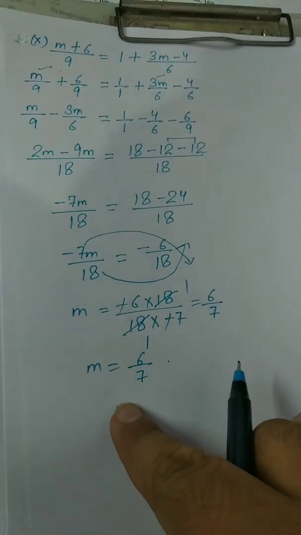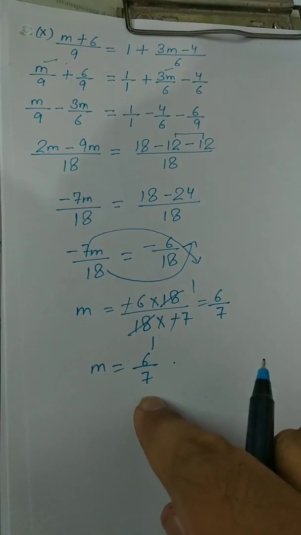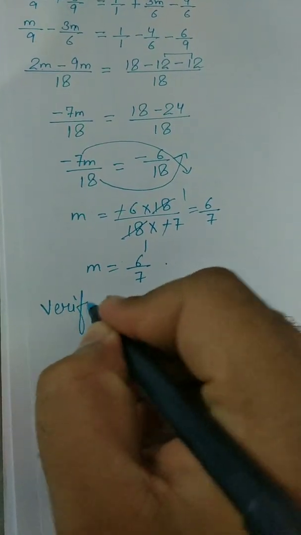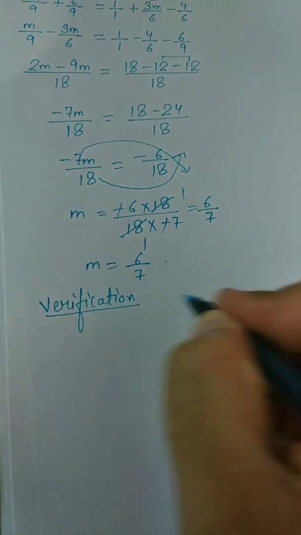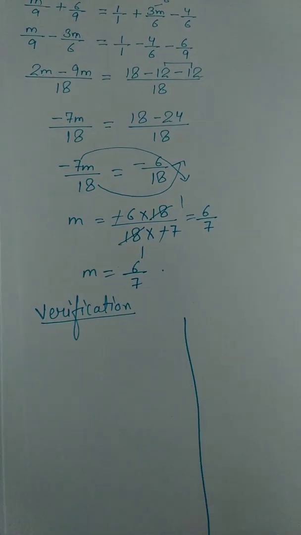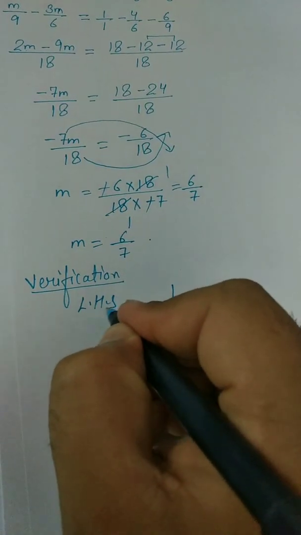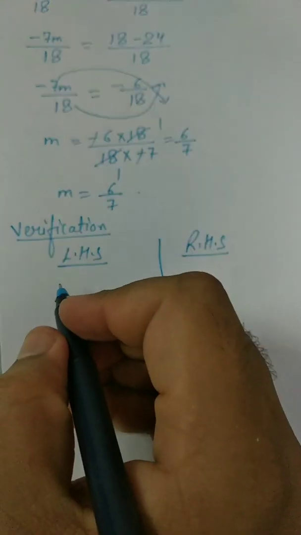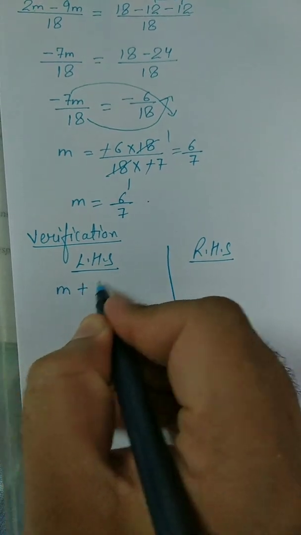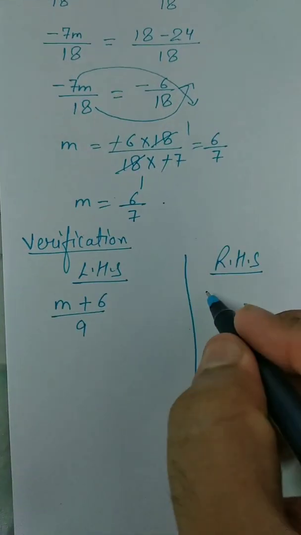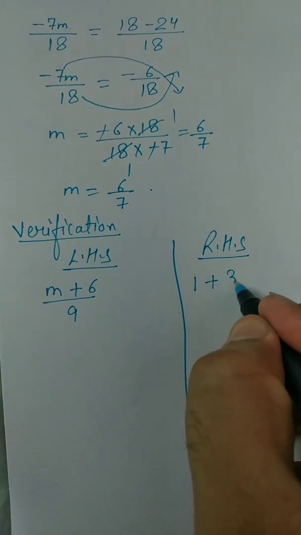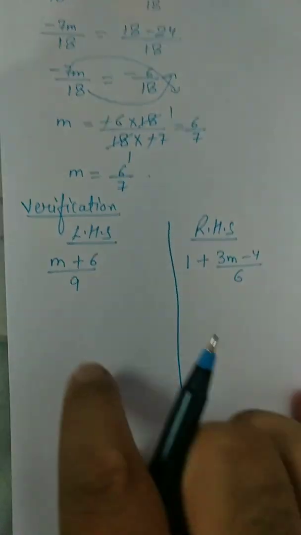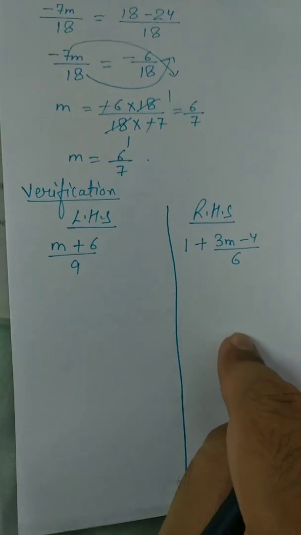Right? Now you have found the value of m. Now you have to verify that your answer is correct or not. For this you will have to do the verification. Make 2 columns, one for the LHS and second one for the RHS. Right? In the LHS you have m plus 6 upon 9. In the RHS 1 plus 3m minus 4 upon 6. Right? First of all, solve the LHS, then solve the RHS.